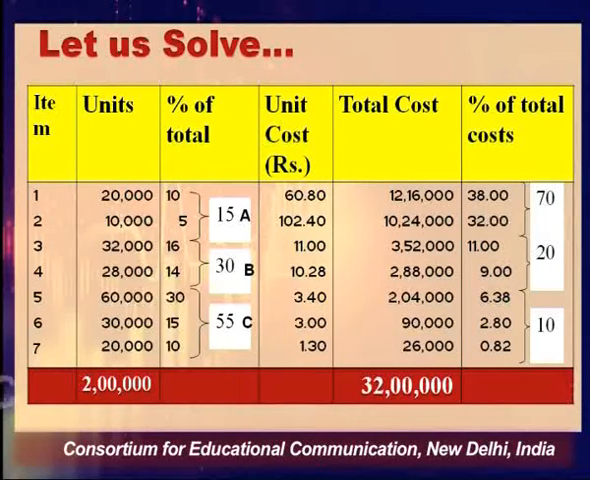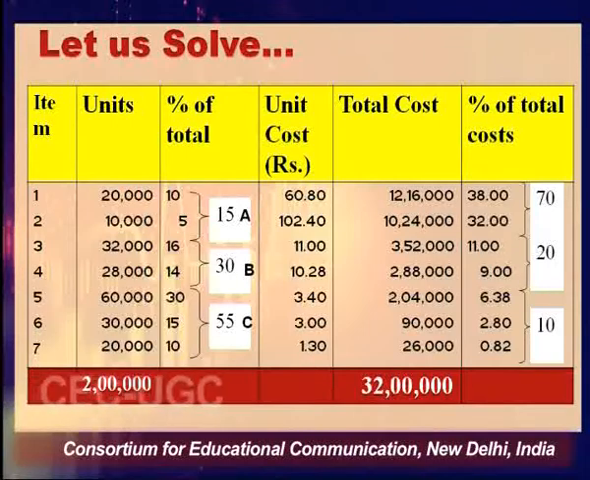Then we are taking the unit cost, the cost is given to us. When we multiply units with the cost, we can come to know the total cost. So the total cost is computed for each item by multiplying the units consumed with their respective unit cost. The total cost comes to be rupees 32 lakh once we aggregate all these total costs.